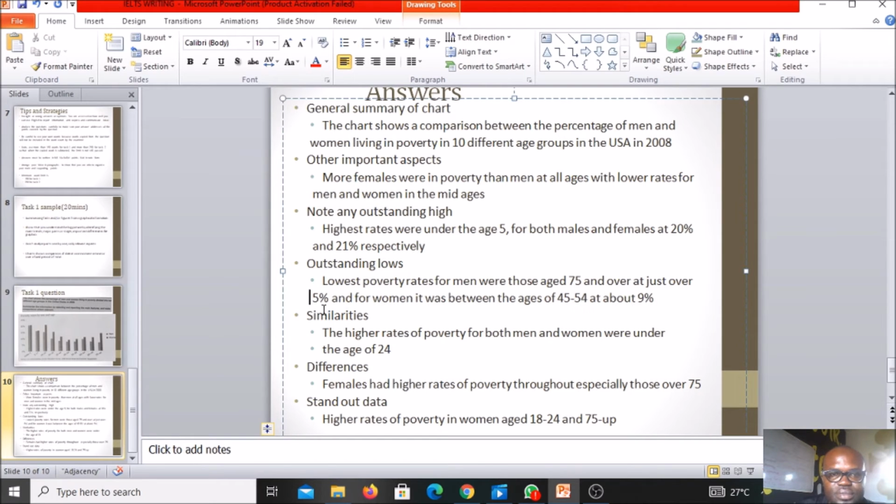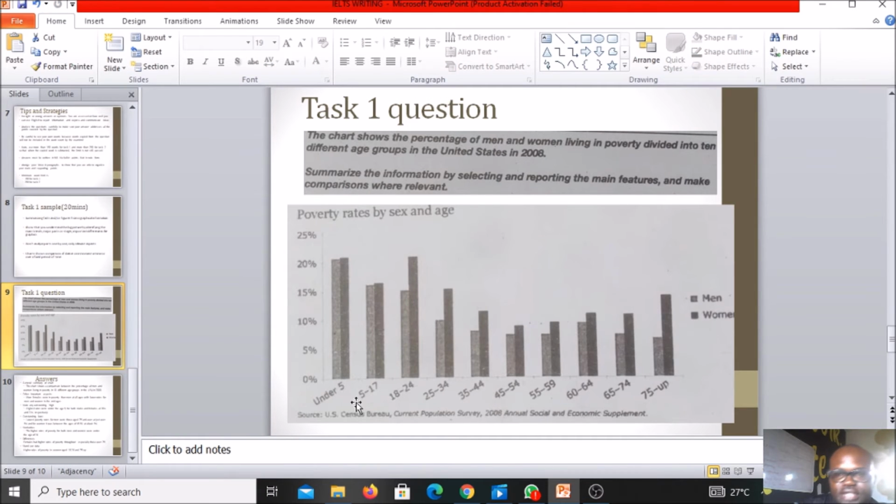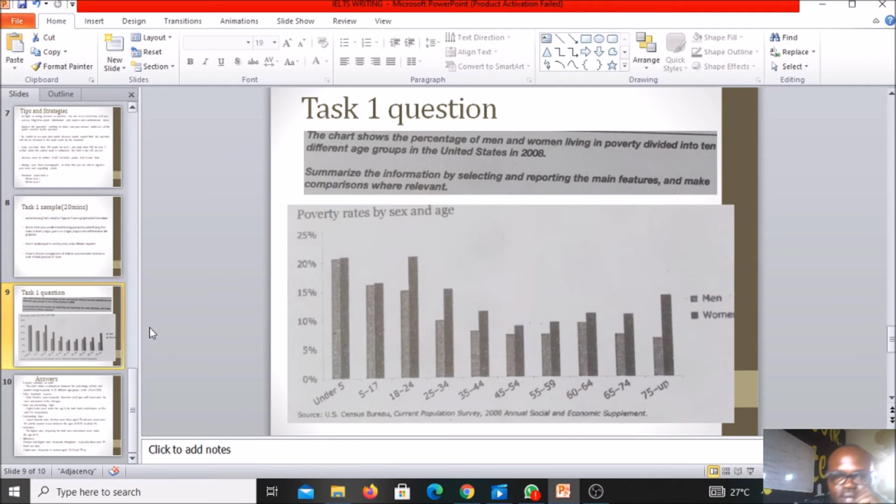If you're expected to have, say, 10 points, you're expected to have say 5 points. So this is how you get your point. Your first point should be the general summary of the chart. Once you look at this chart, what can you generally say about it? That first point is that the chart shows a comparison between the percentage of men and women living in poverty in 10 different age groups in the USA in 2008. So that is your first point.